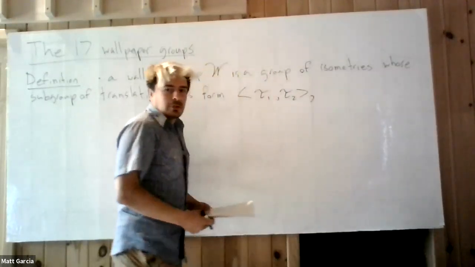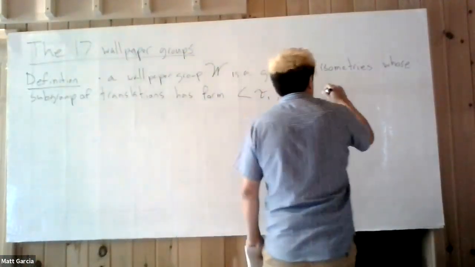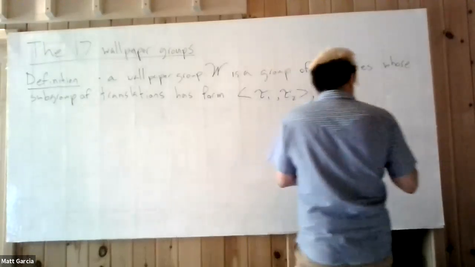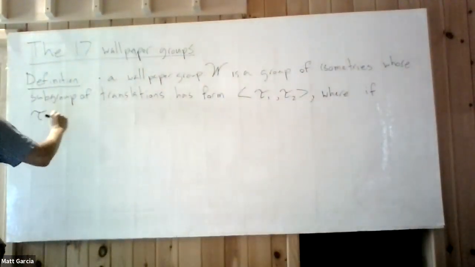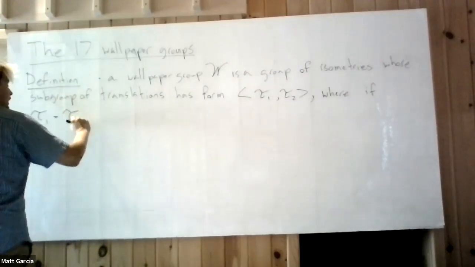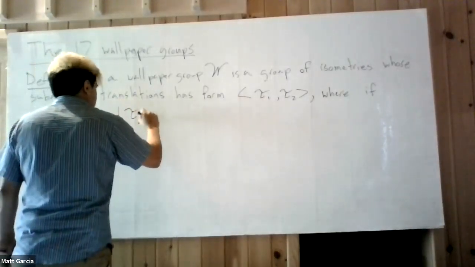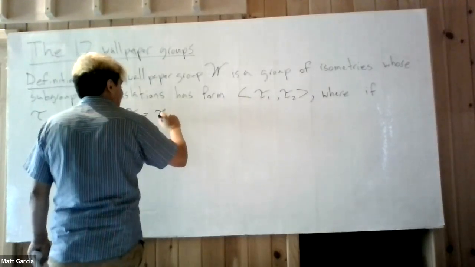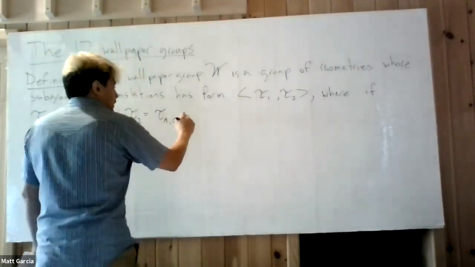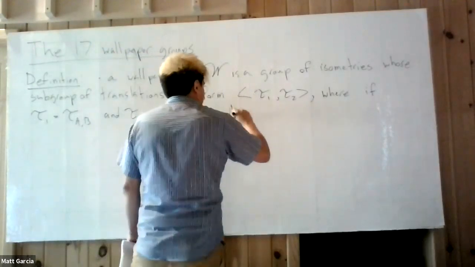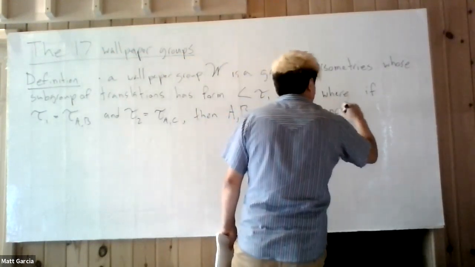Now, I didn't tell you the whole story. There are some extra restrictions on tau 1 and tau 2, where if, let's say, we write that tau 1 is the unique translation that takes A to B, and tau 2 is the unique translation that takes A to C, then A, B, and C are non-collinear.